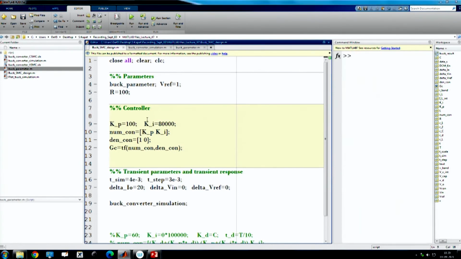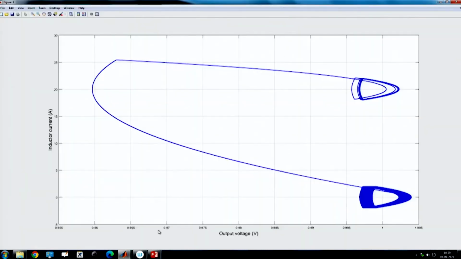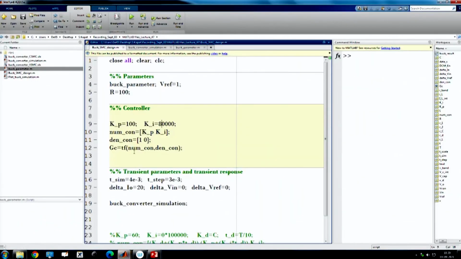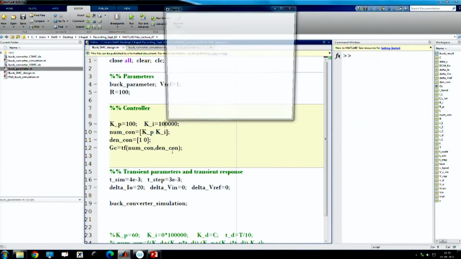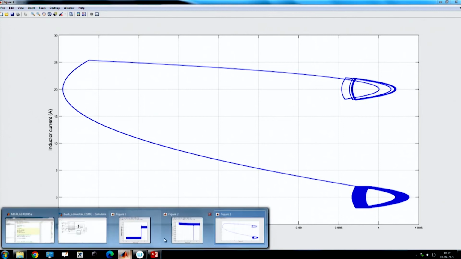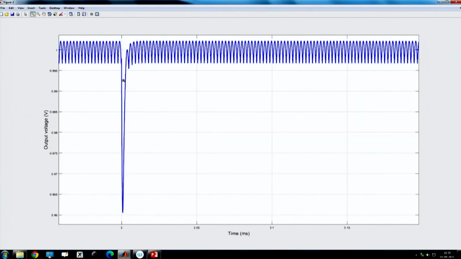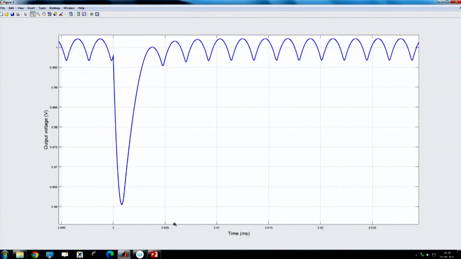So, because of integral action it is slowly coming to steady state, and if we increase the integral action, let us say this, we are getting close to steady state action. Because of integral action, the average voltage will slowly come to be 1 volt.